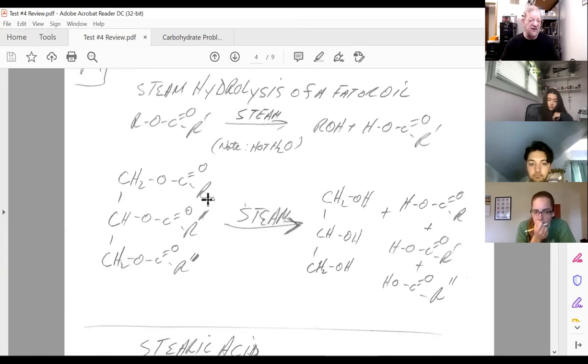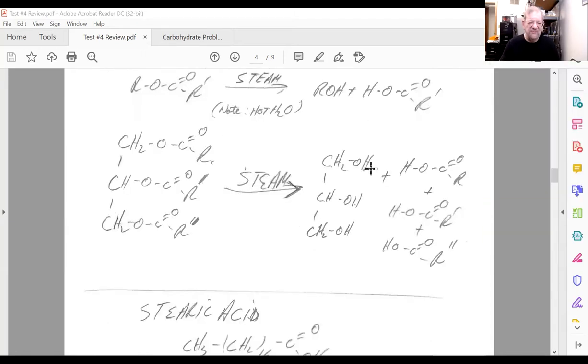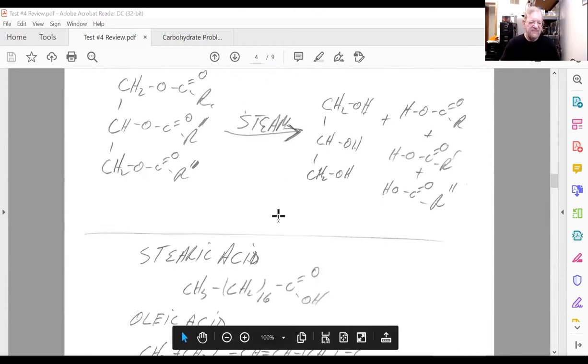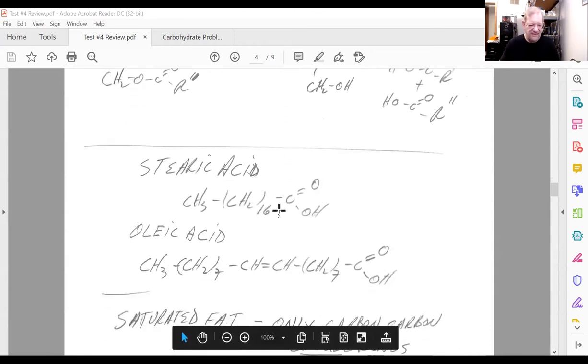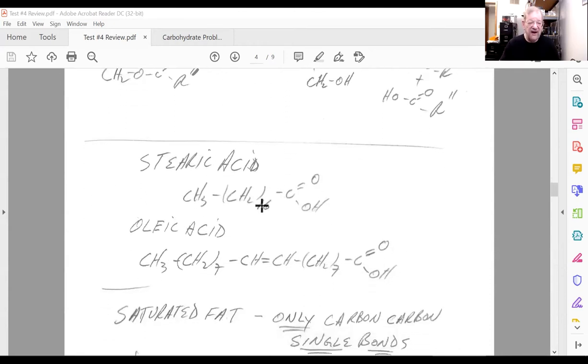And therefore, if we take steam, first ester, you'll get this hydroxyl group and this carboxylic acid. Second ester, you'll get this, steam making the three esters and glycerin. See what happens when you don't get enough sleep? Bad, Dr. White. All right, you should know the structures of stearic acid and oleic acid.